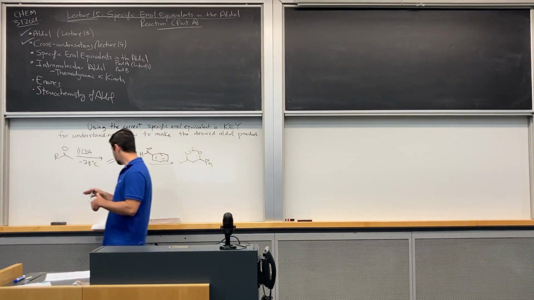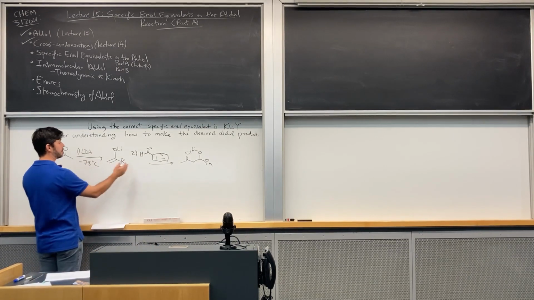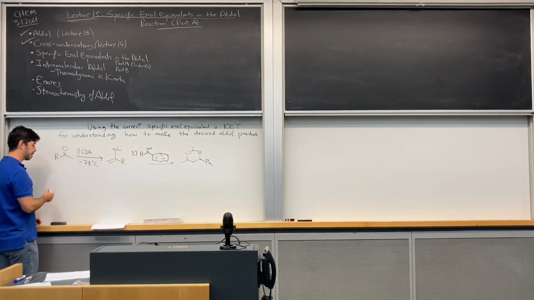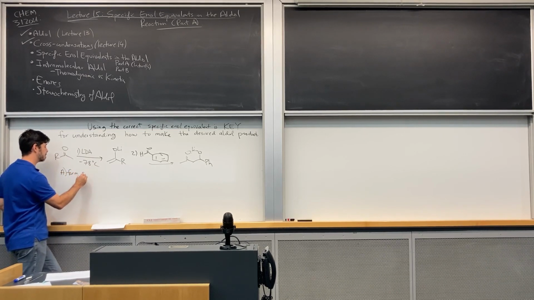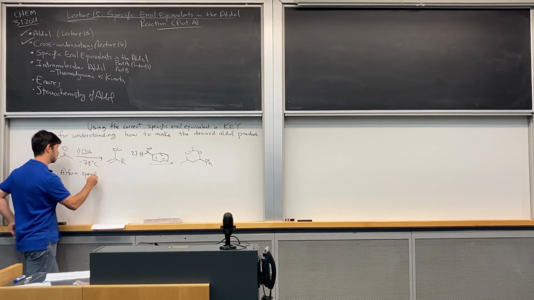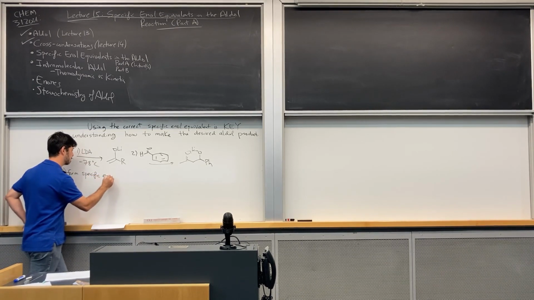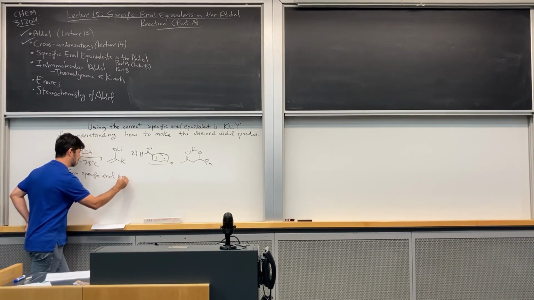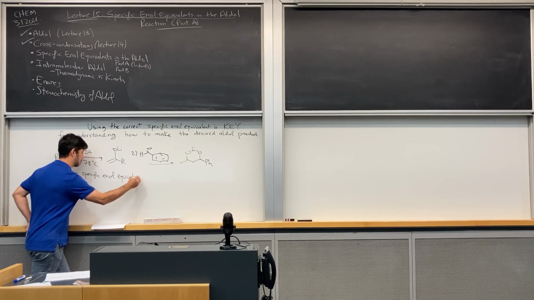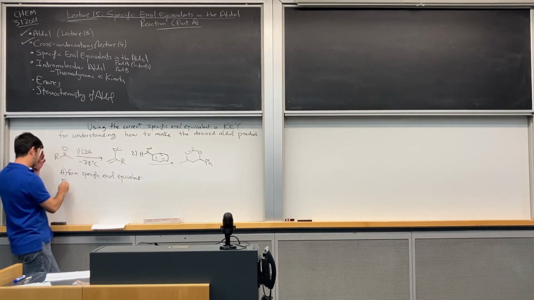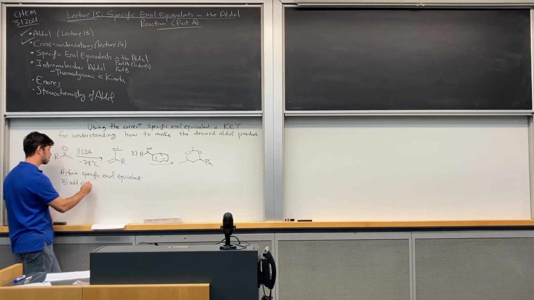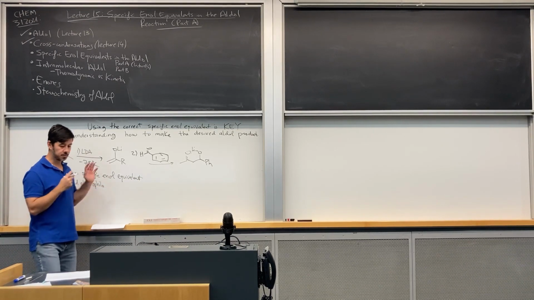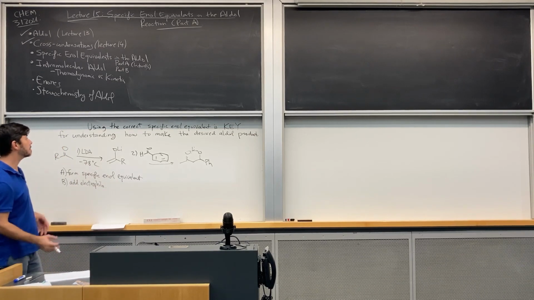But the point I'm making here is that you don't mix A and B together. You first form the specific enol equivalent, and then in step B, you add your electrophile. Okay, so that's how you would do this with a lithium enolate.